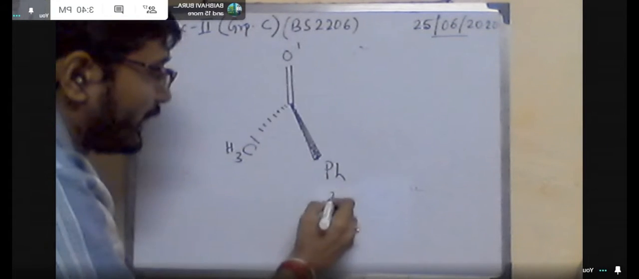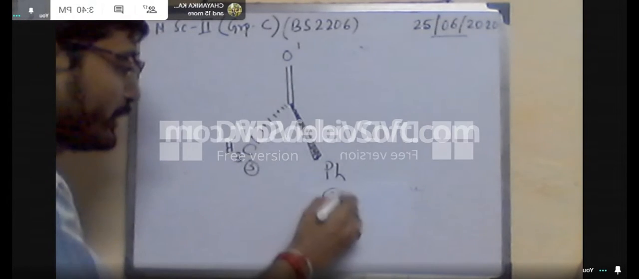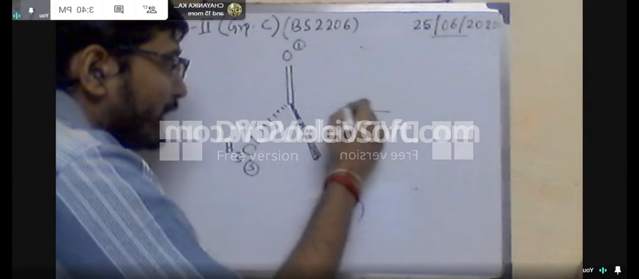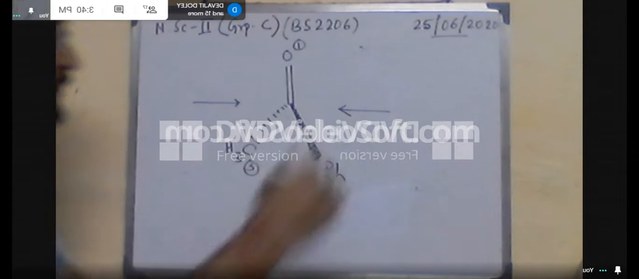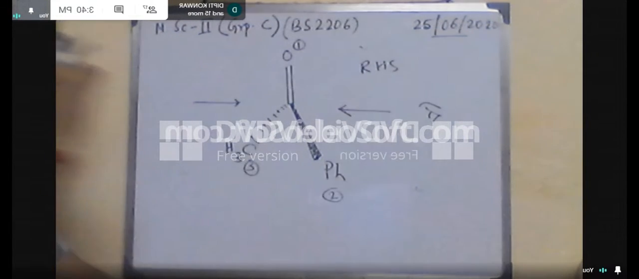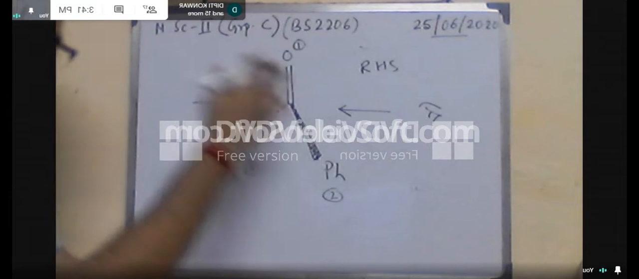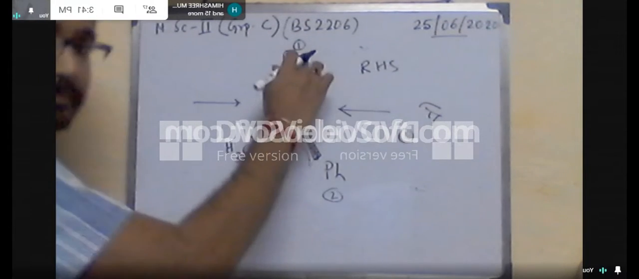So from the right hand side, when you are looking at the molecule, you can see the substituents in this fashion. 1, 2 will be on the left hand side and 3 will be on the right hand side. So the rotation is anti-clockwise. So that means this right hand side with respect to the viewer, this is the Si face.